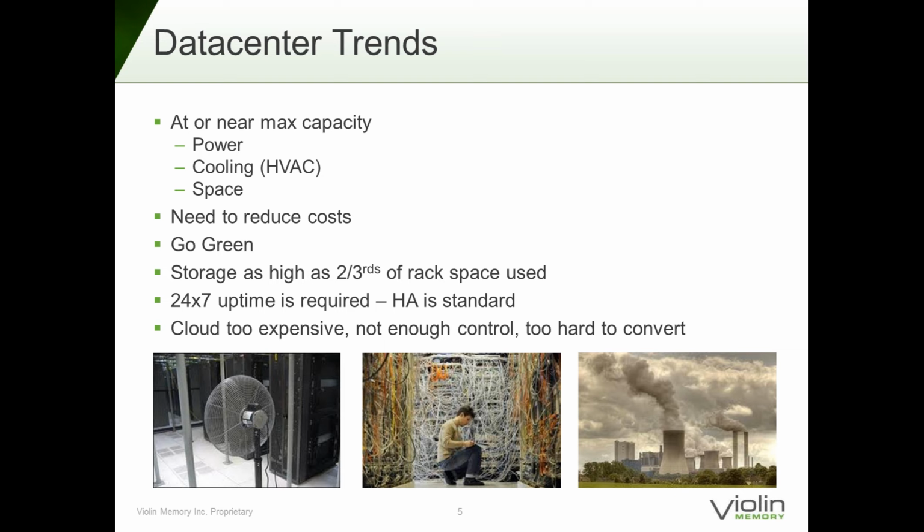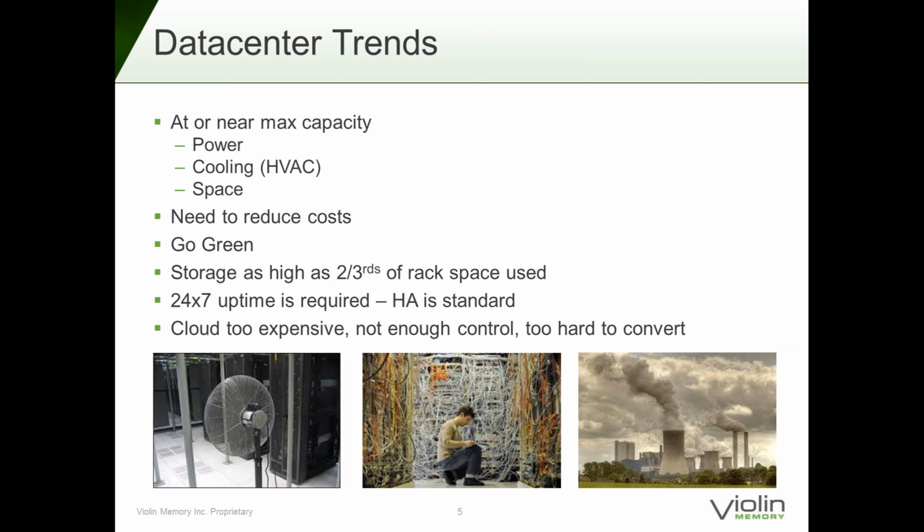And sometimes you can see in some places storage can take up over 2/3 of the actual rack space that's deployed because of the density issue. In order to drive enough IOPS, you have to buy enough spindles, and that can end up creating an environment where you have more space deployed in a storage tier than you have deployed in a compute tier or anything else. So data center trends: we're running out of power, we're running out of space, we're running out of cooling.